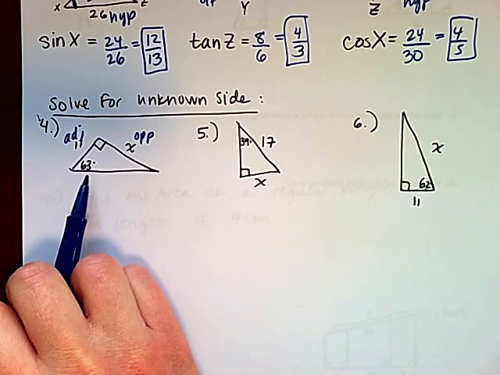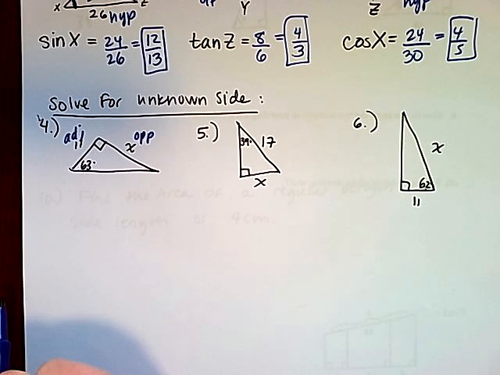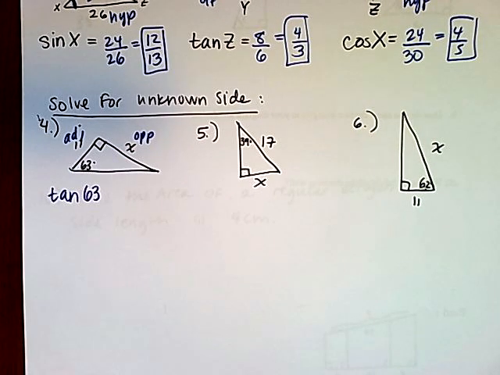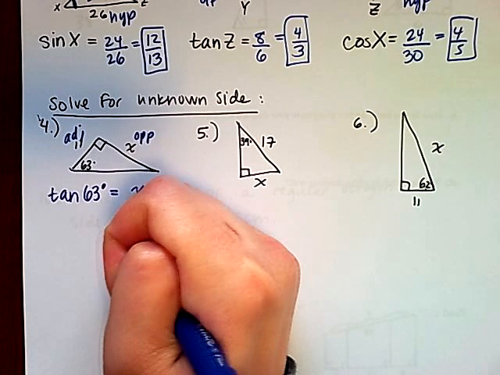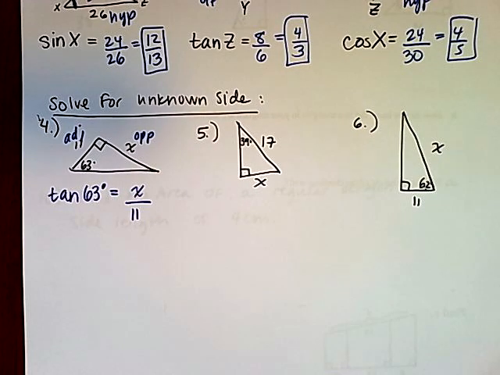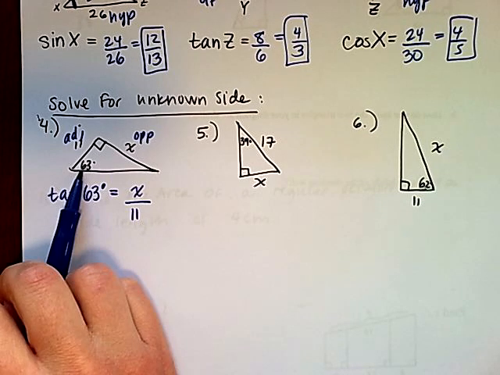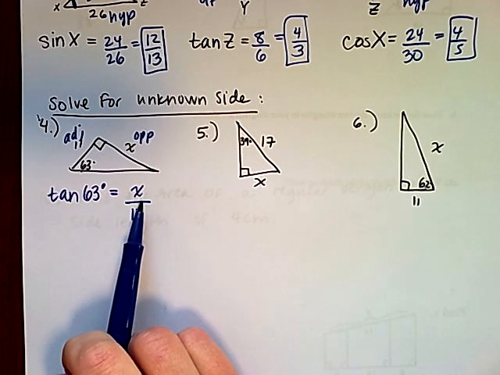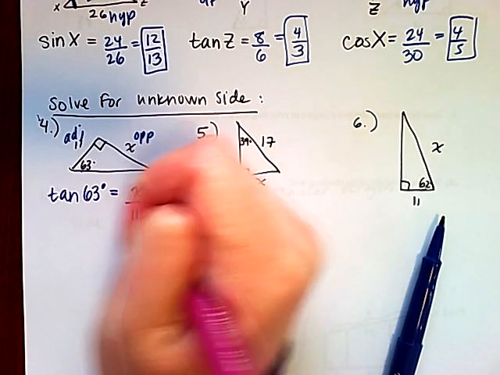So what does that mean? That means that I should set up the trig ratio that involves both the opposite and adjacent sides. That's tangent. So I want to set up tangent here. So I do tan of 63 is equal to x, opposite, over adjacent, 11. And now I've set up an equation that is true because I know tan of the angle here should be the opposite over the adjacent side. And this allows me to solve for x. How does it allow me to solve for x? Well, I could isolate x by multiplying both sides by 11.